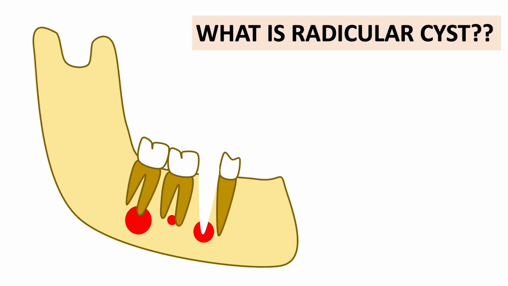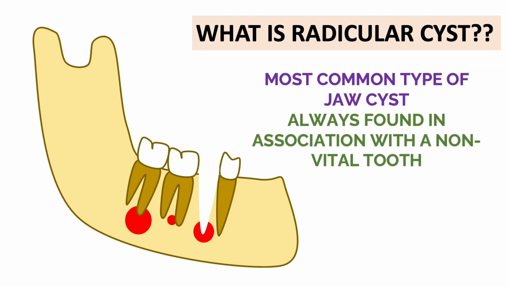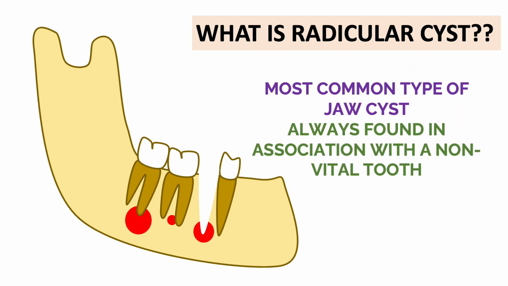Now, first of all, what is radicular cyst? So it is the most common type of jaw cyst you can see in daily routine practice, always found in association with a non-vital tooth or grossly decayed tooth.